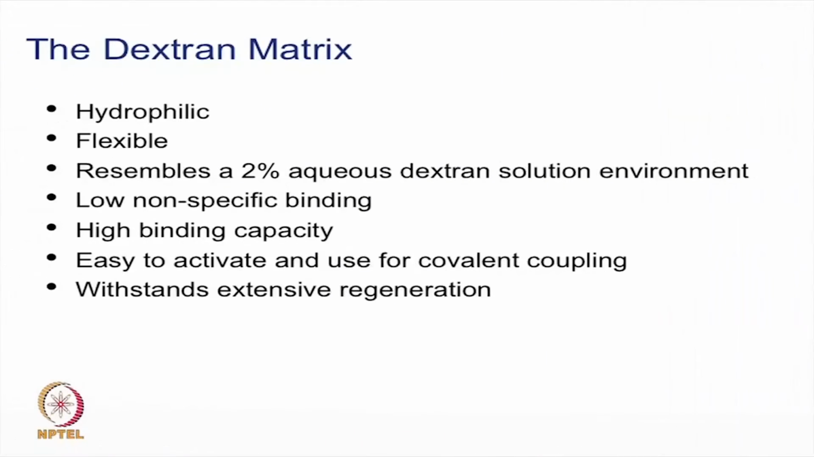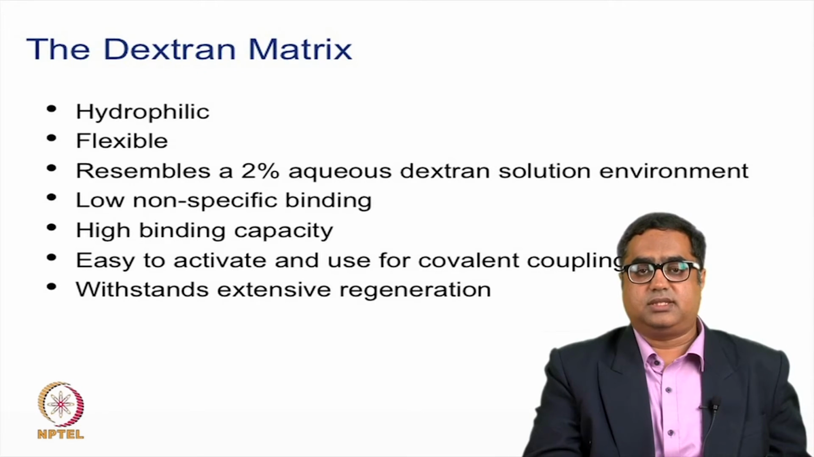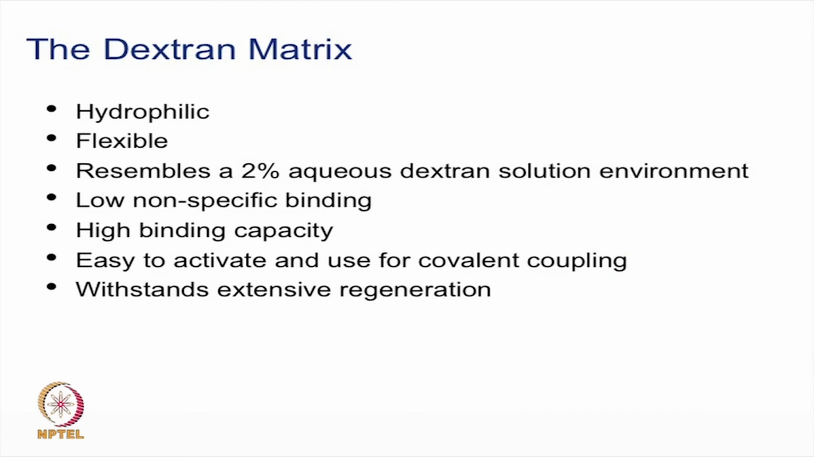So, looking into this gold surface, the major component attached to the gold surface is the dextran, and it is very important for us to understand why dextran, because dextran is hydrophilic, dextran is flexible, dextran resembles a solution or an aqueous solution, 2% aqueous solution, and it has a very low non-specific binding and a very high binding capacity, easy to activate for covalent coupling, and withstands extensive regeneration. Now, let us go into the available different chips.